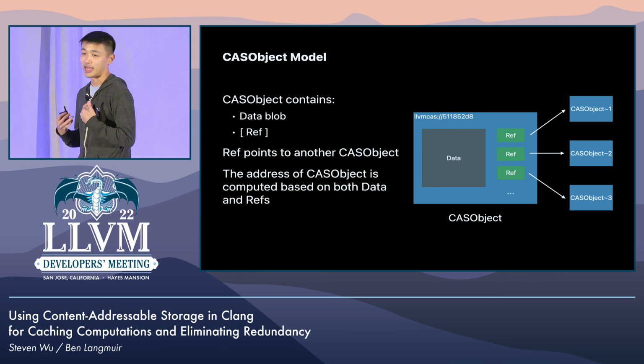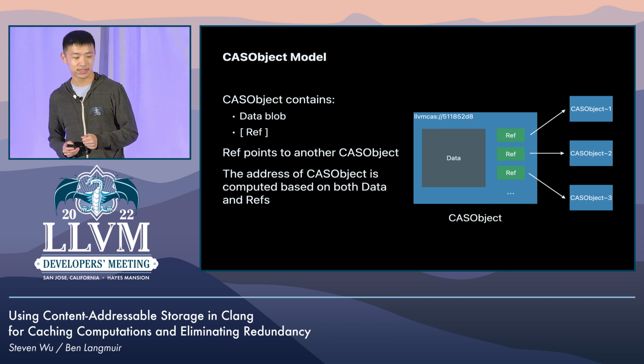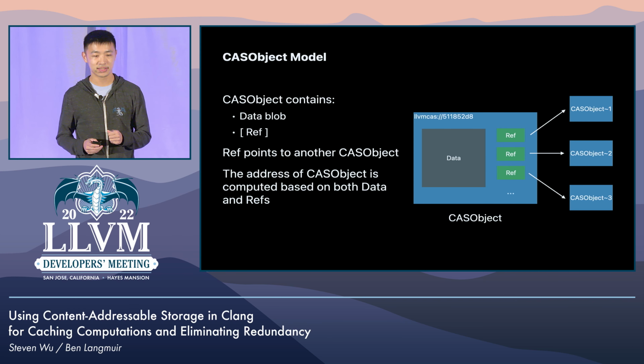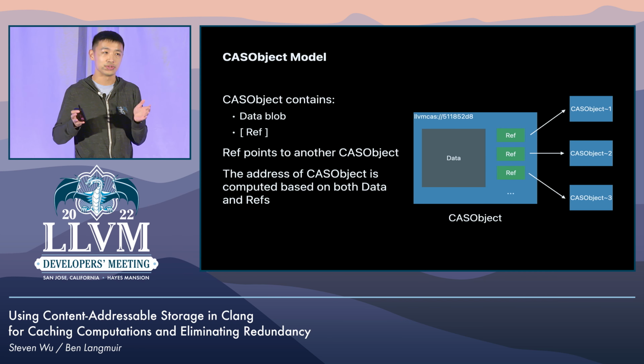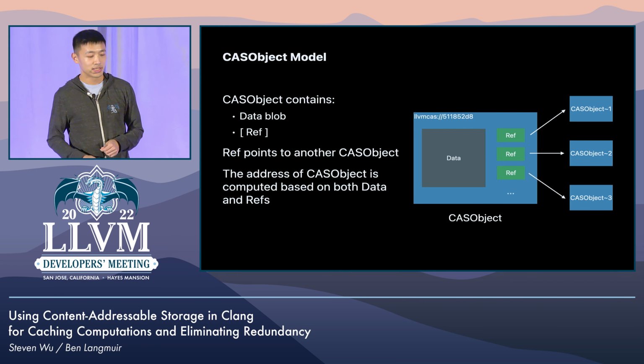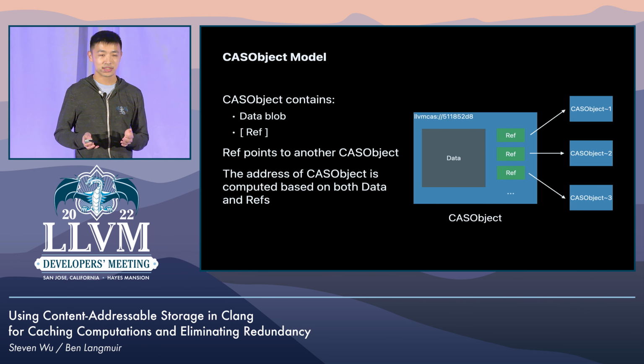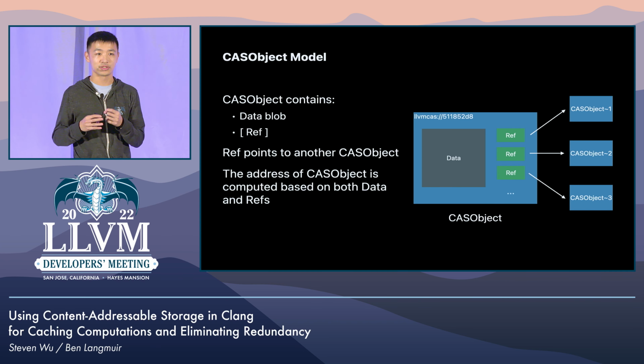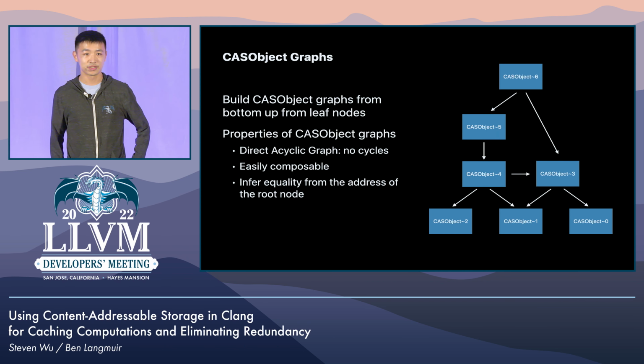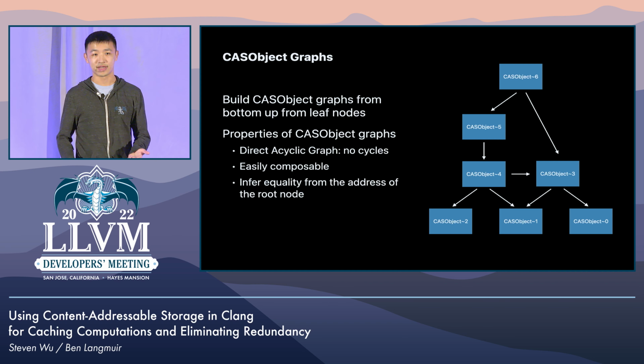The basic unit in our CAS library is what we call a CAS object. The CAS object has two main components. The first part is a data blob, which you can use to store arbitrary data. The second part is a list of refs, which you can use to point to other CAS objects. When you compute the address of a CAS object, you need to consider both data and refs, so that, for example, two CAS objects with identical data blobs and two different lists of refs are considered two completely different objects and have different addresses.